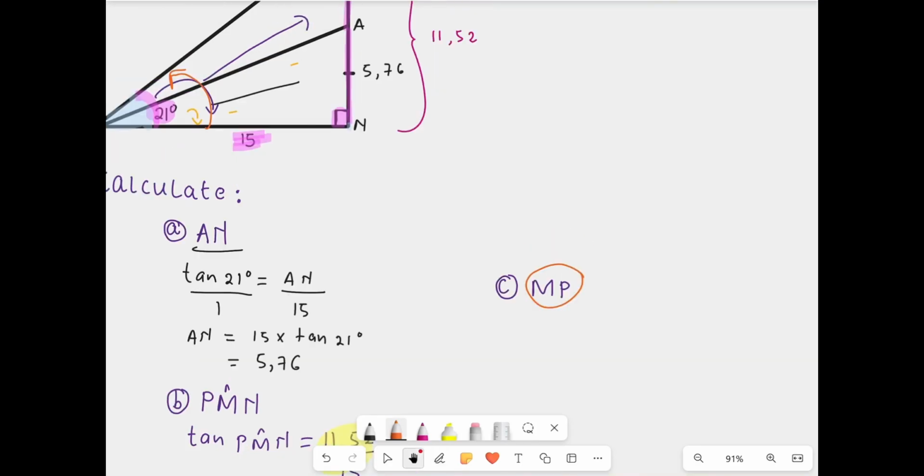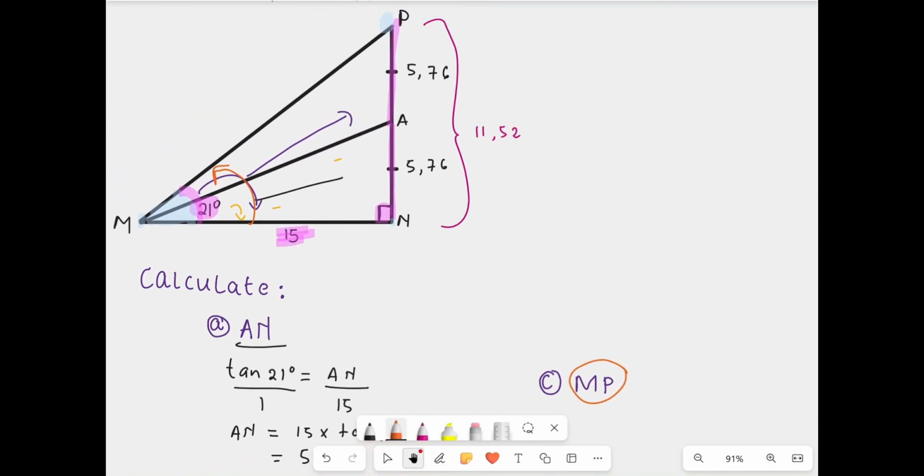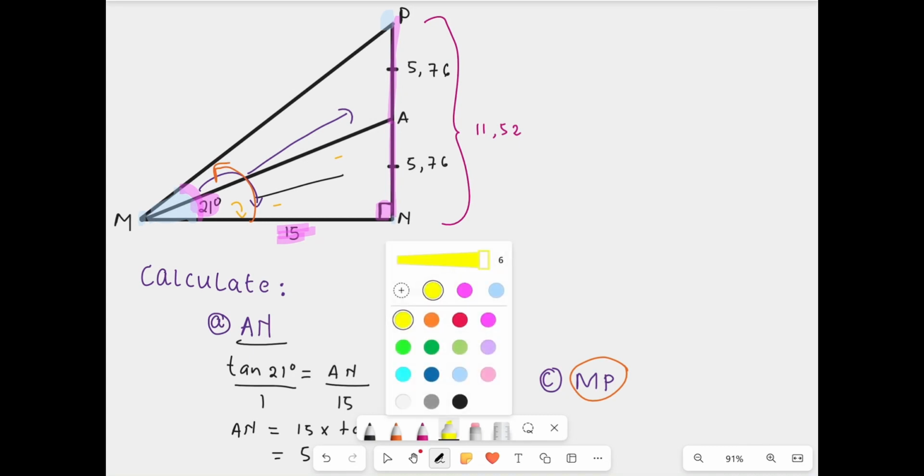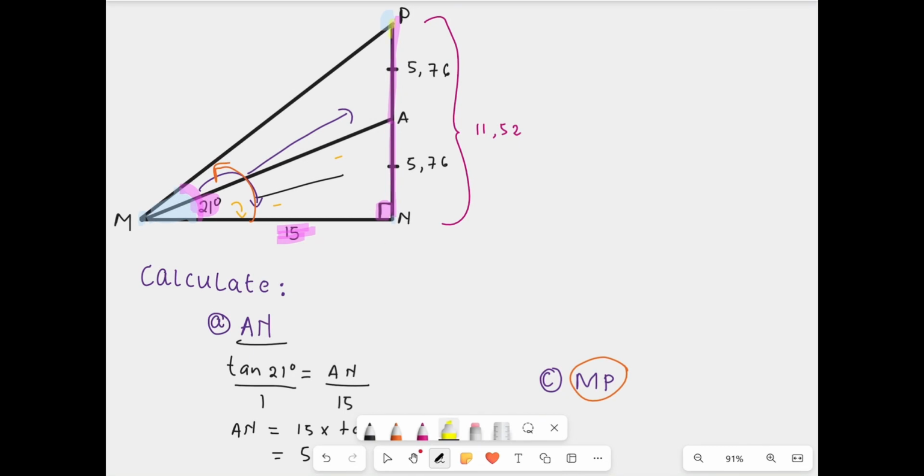Okay. Next question. We are required to calculate the length of MP. Where is MP? Let's check. So MP is the hypotenuse of the bigger triangle, triangle PMN. We can see here that we do have the length of PN. We do have MN. And our triangle is a right-angled triangle.